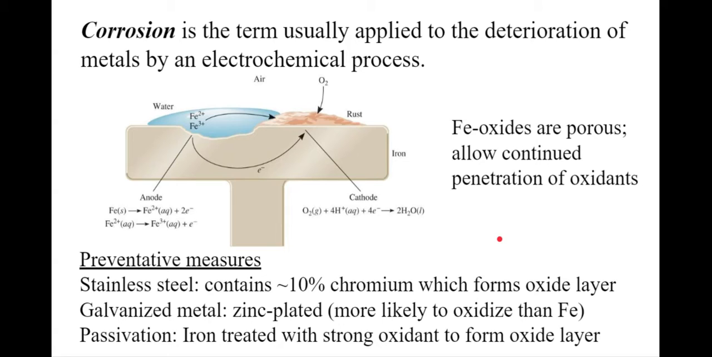Passivation. You treat it with something that will automatically form an oxide layer, and it's kind of like pre-rusting it, but very uniform, so it doesn't necessarily look like rust. So those are preventative measures.